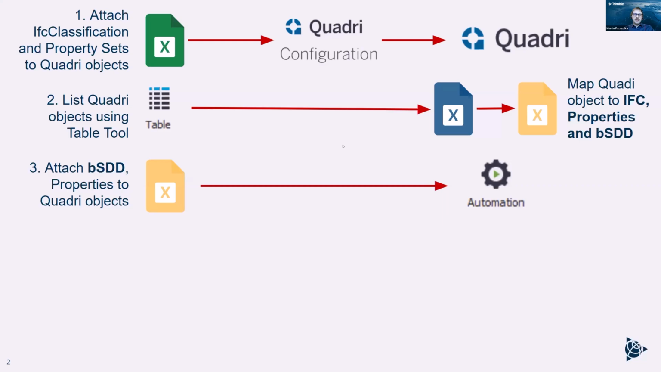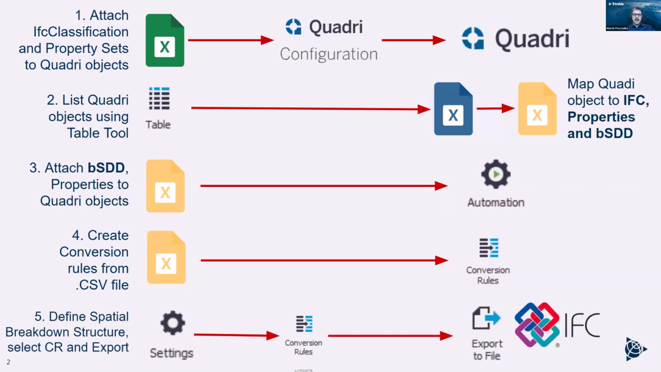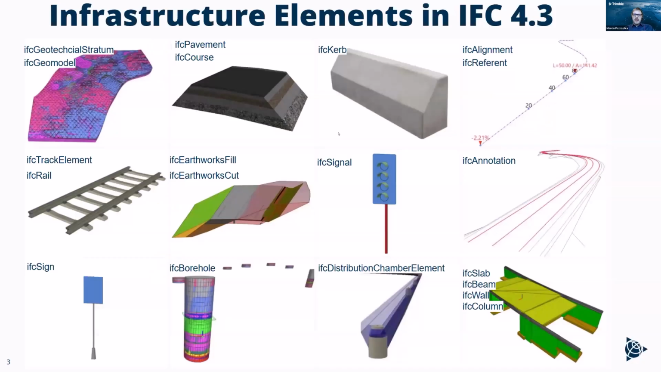And then I will also create conversion rules using the same Excel sheet to actually proceed with my export. And the last thing will be defining the spatial breakdown structure or project breakdown structure, selecting the proper conversion rules and exporting to IFC.